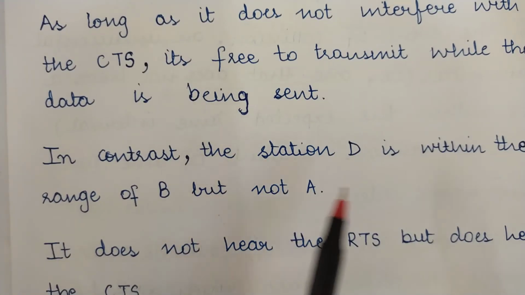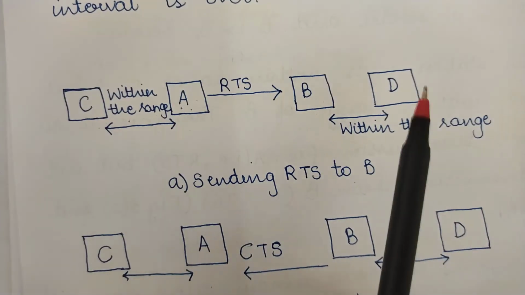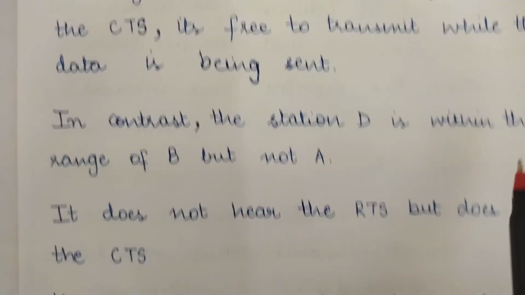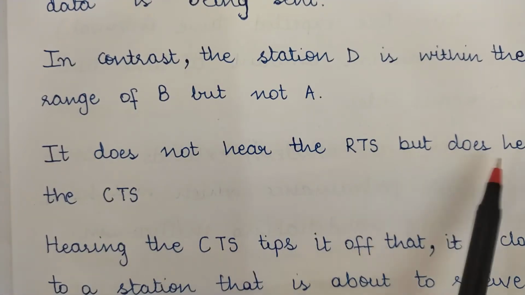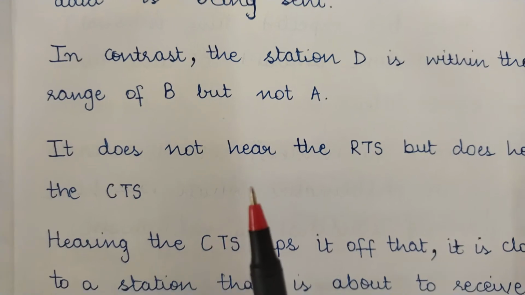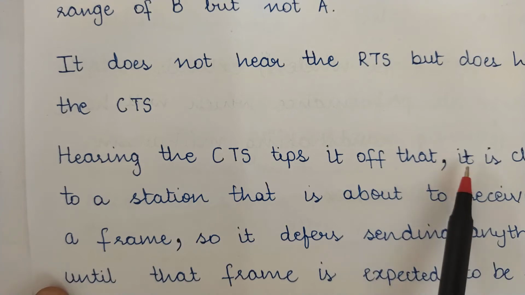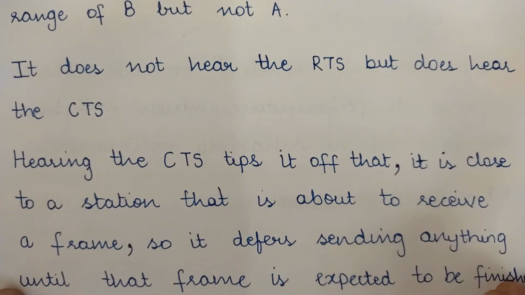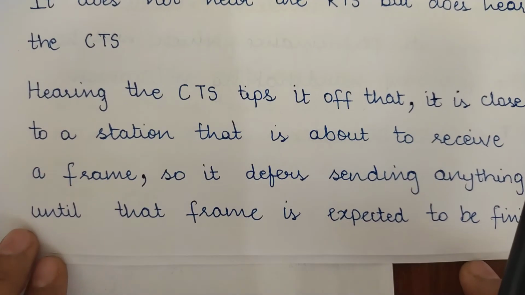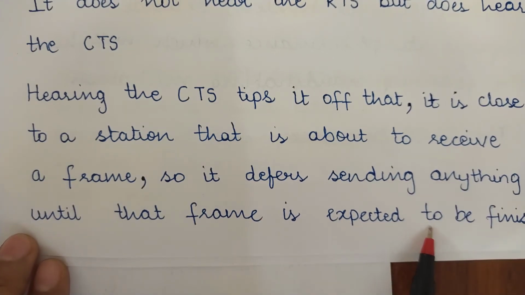In contrast, station D is within the range of B but not in the range of A, that we have already seen. So, station D does not hear the RTS but it does hear the CTS, because B is sending the CTS and it is in the range of station B. So, hearing the CTS tips it off that it is close to a station that is about to receive a frame. So, it defers sending anything until that frame is expected to be finished.